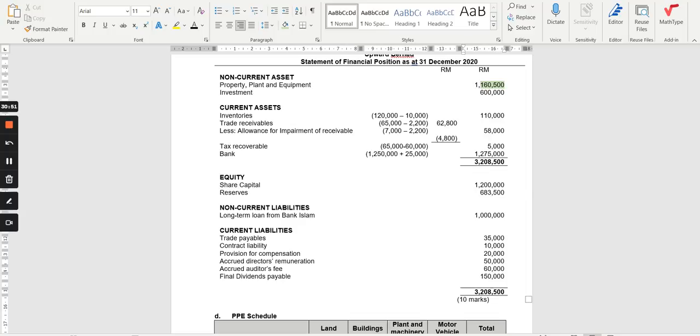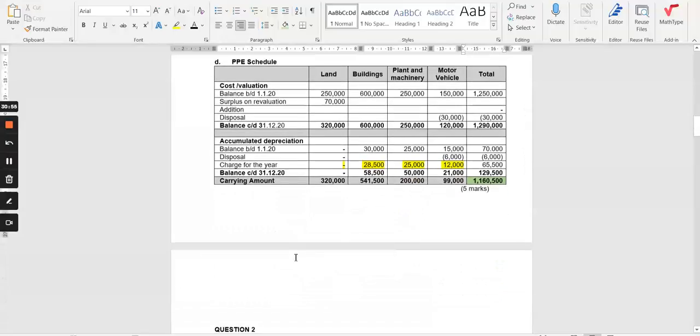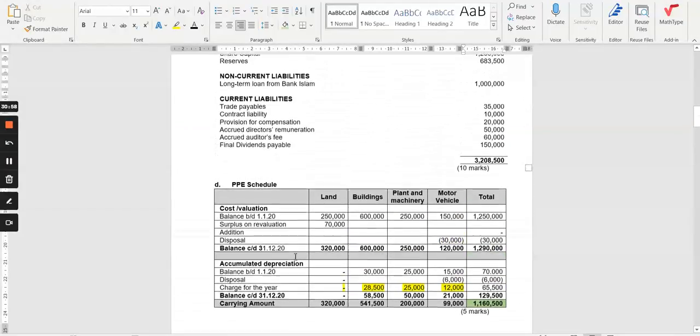Okay, right. Done with the preparation of financial statement for publication. Here there are no other notes except for the PPE.